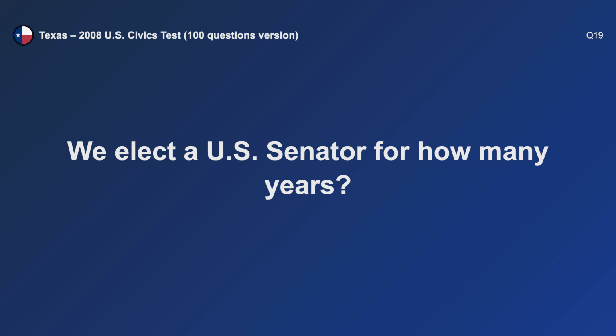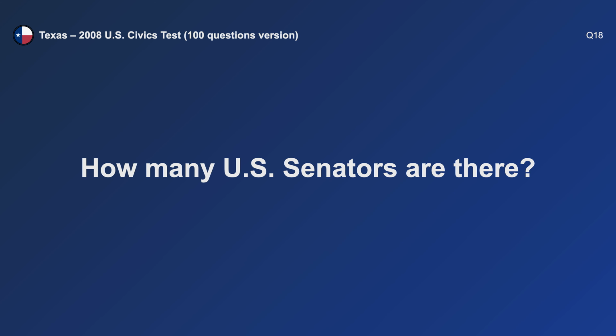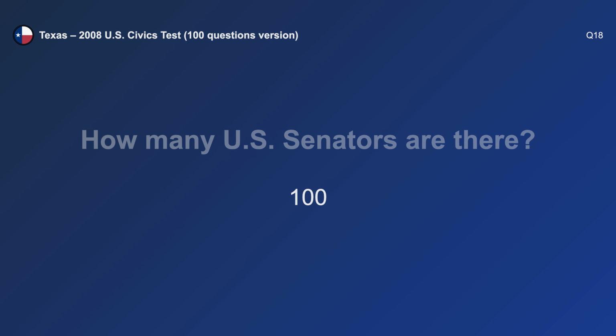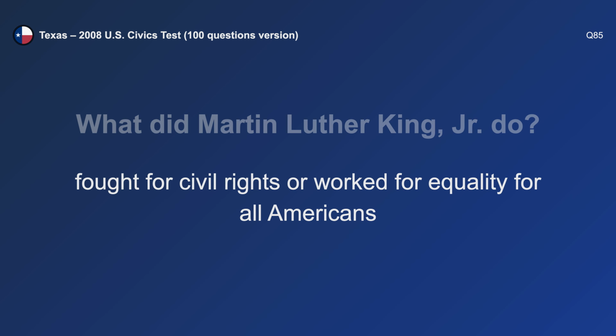We elect a U.S. Senator for how many years? 6. How many U.S. Senators are there? 100. What did Martin Luther King Jr. do? Fought for civil rights.